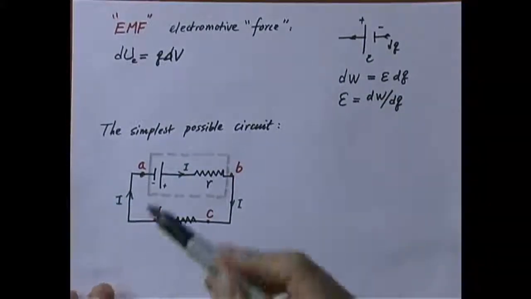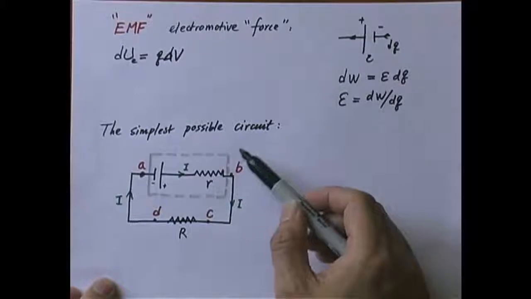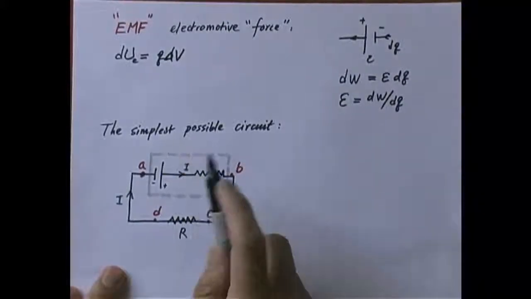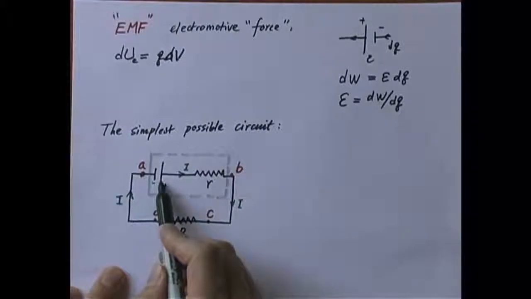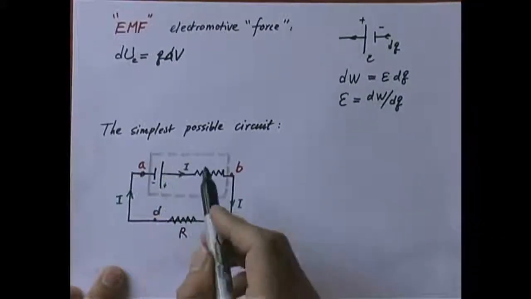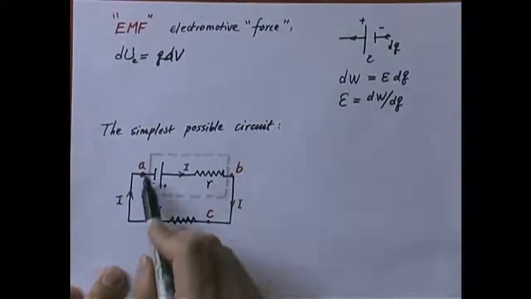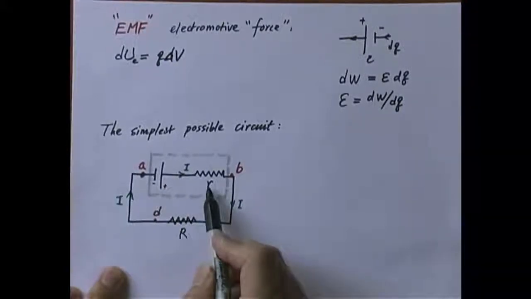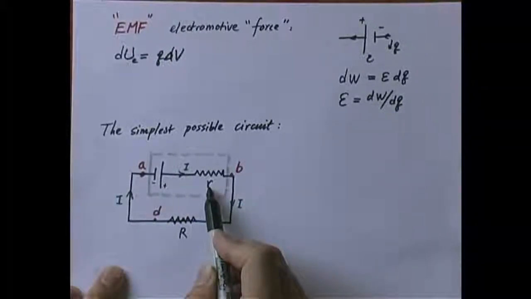So we have here the simplest possible real circuit, not an ideal one, but a real circuit. What you have is, of course, a battery. You need a battery, and this battery has an internal resistance, because all real batteries do, which we call small r. So in this silver box is the complete battery, which includes an EMF and an internal resistance. Okay, now let's see what happens.